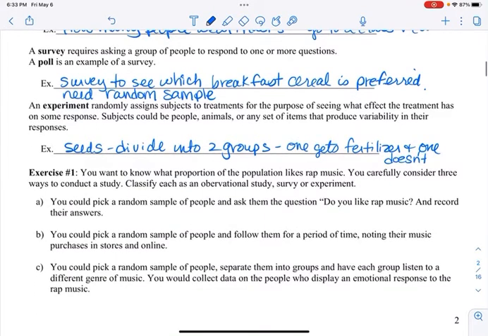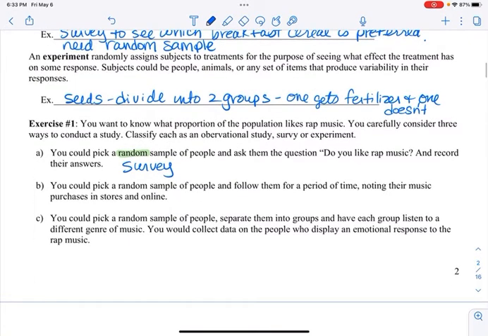So you want to know what proportion of the population likes rap music. You carefully consider three ways to conduct a study. Classify each as an observational study, a survey, or an experiment. You pick a random sample of people and ask them the question, do you like rap music? And record their answers. Well, that would be a survey. And notice it says random, but you pose them a question, they answer the question, that's a survey.